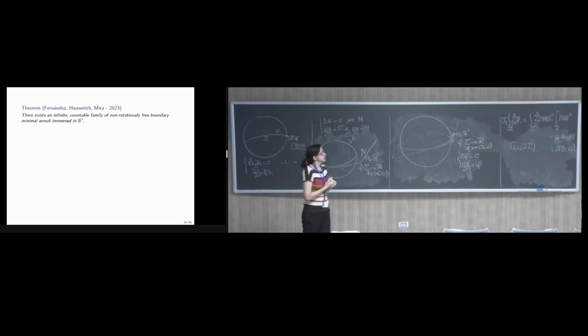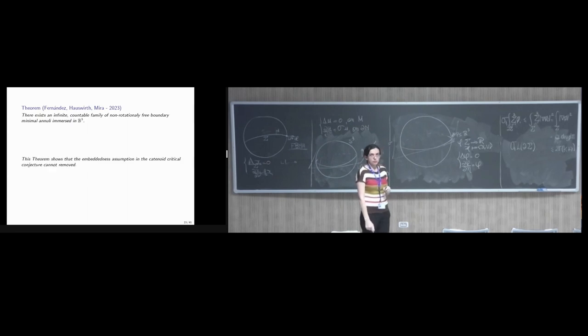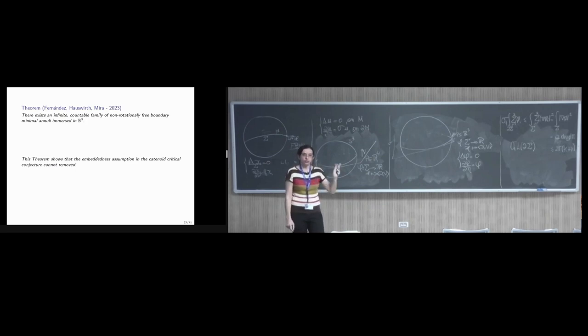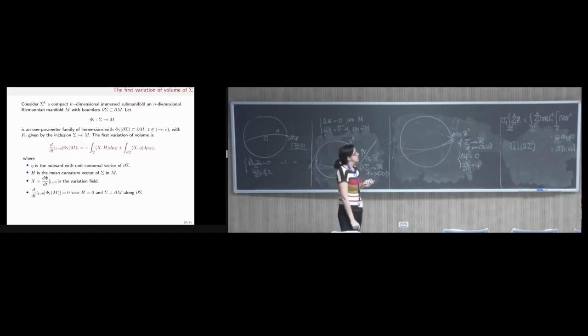Okay, recently, Fernandes and collaborators proved that there is an infinite countable family of non-rotational free boundary minimal annuli immersed in the ball. What does this mean? It means that this theorem shows that the embedding assumption in the critical catenoid conjecture cannot be removed. So you cannot remove the hypothesis, right? Is there any question? Nothing. Okay.